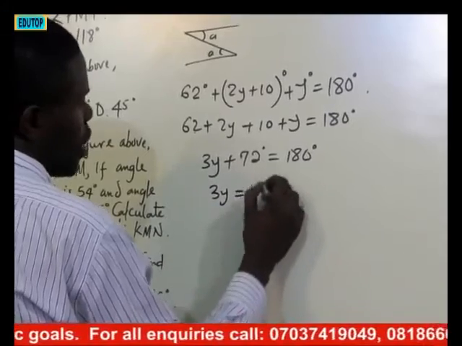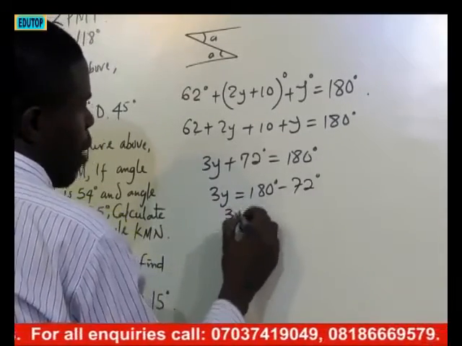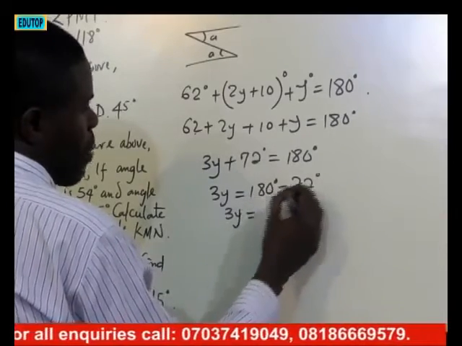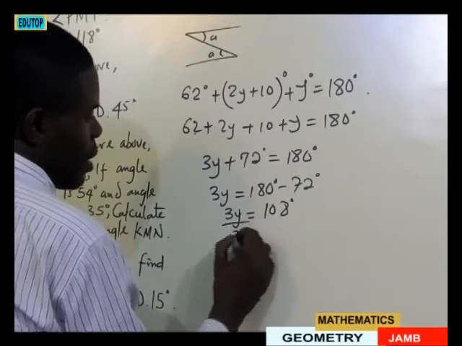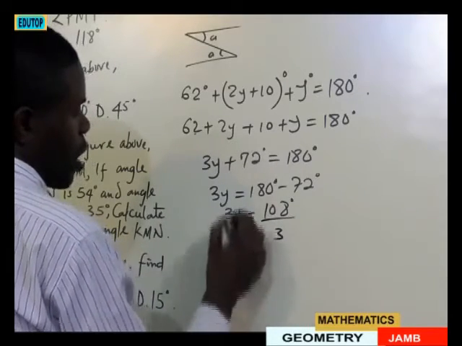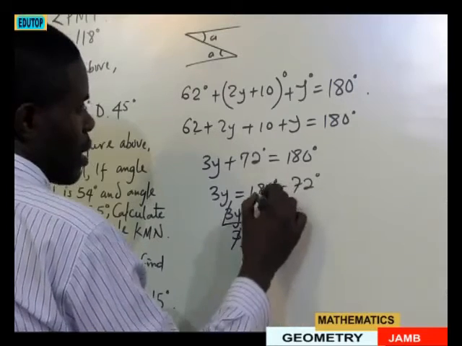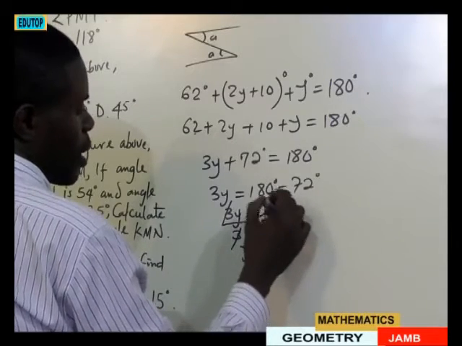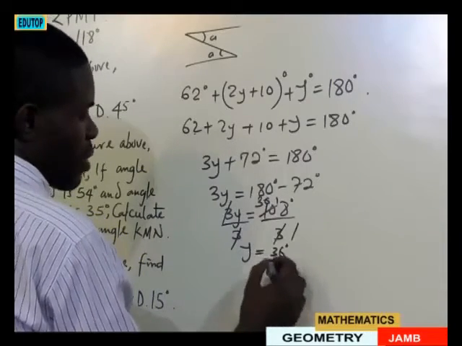3y will now be equal to 180 degrees minus 72 degrees. And 3y will be equal to 180 minus this, that's 108 degrees. So we can divide both sides by 3. Divide this by 3. 3 can cancel this, then y is equal to, 3 in 10, 3 remainder 1, 3 in 18, that's 6, that's 36 degrees. Is our answer 36 degrees?